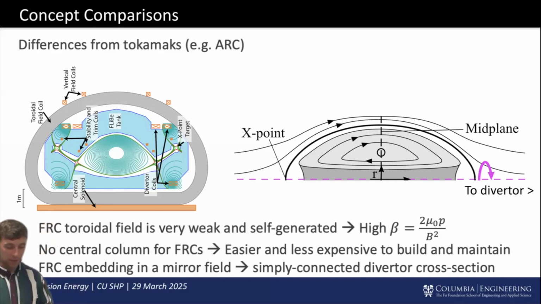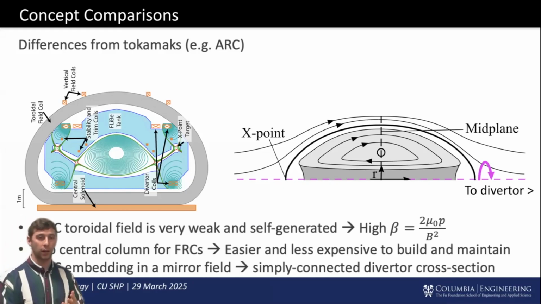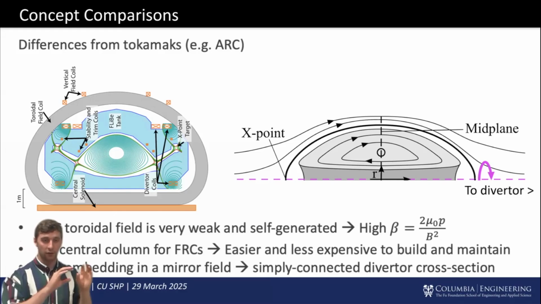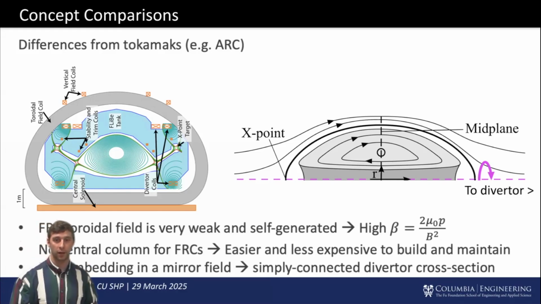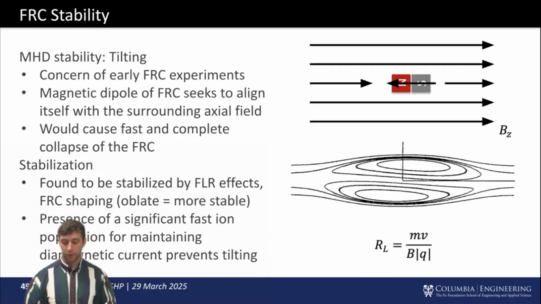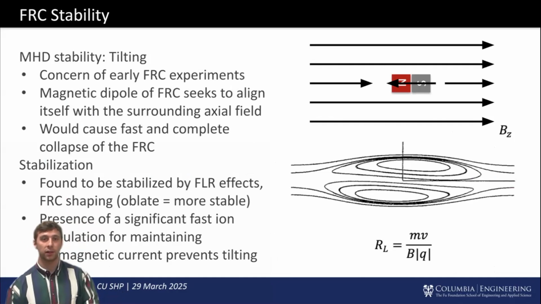FRCs are also embedded in a mirror field, which means that the connection between the FRC and the diverter is simply connected. Basically, this just means that it's much easier to handle diverter problems, to handle the high plasma temperature that will be impacting diverter plates compared to what you have in a tokamak, where you have an annular diverter cross-section. There are many aspects of FRC stability that we can talk about.